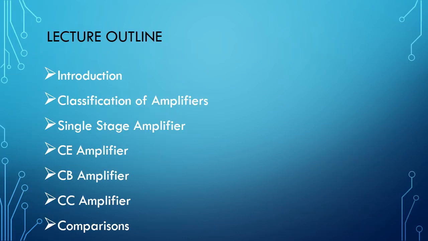This is the lecture outline. First, we'll see the introduction, classification of amplifiers, and then we'll see the single stage transistor amplifiers, like the common emitter amplifier, common base amplifier, common collector amplifier, and then we'll see the comparison of common base, common emitter and common collector amplifiers.